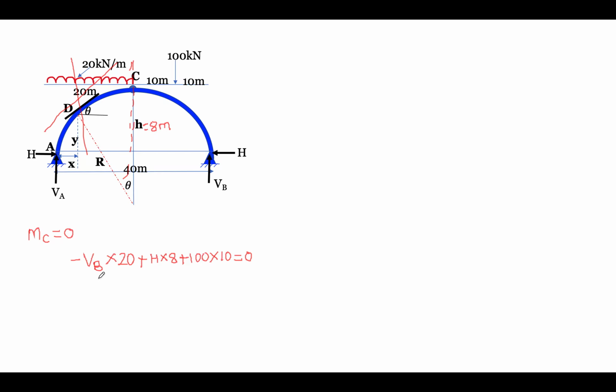So by this equation, when we substitute the value of VB as 175, as we just saw, VB value we got as 175 kilonewton, and VA we got as 325 kilonewton. When we substitute, we get the value of H, and that is 312.5 kilonewton. So here we got all the answers. We got all the answers for the support reactions. We got all the values.